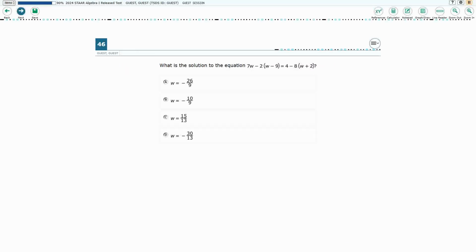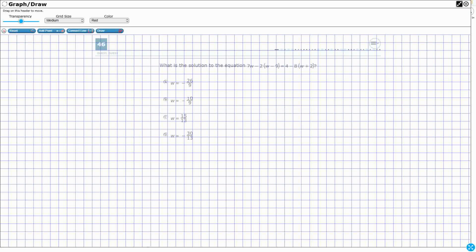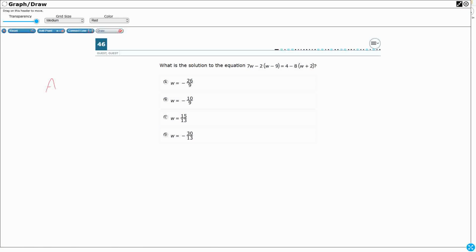For number 46, we are looking at linear equations and the distributive property. This is A.5a. We've just got a little bit of algebra here to do because we need to solve for w, but we've got w's all over the place. So using the distributive property, we need to take care of this. Let's look at this left side first. Minus 2 is on the outside of w minus 9, so I need to distribute this to both.